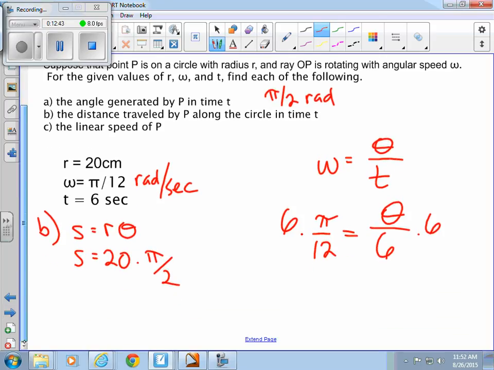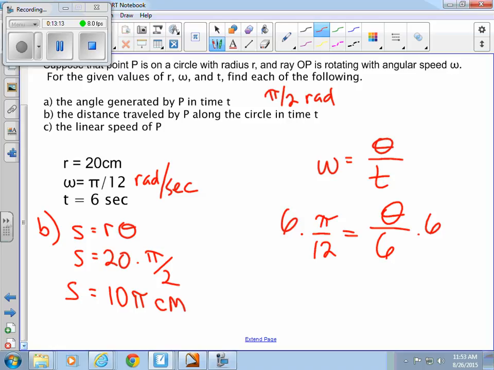So I get 10 pi. What is this again? Centimeters. The distance, right? So it's in centimeters. So far?